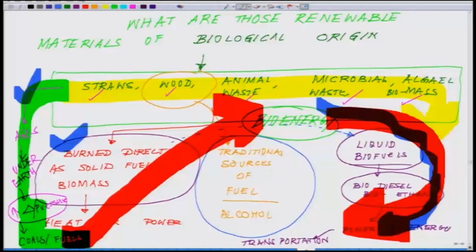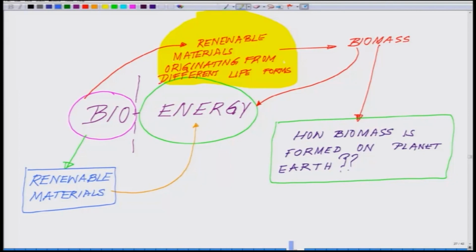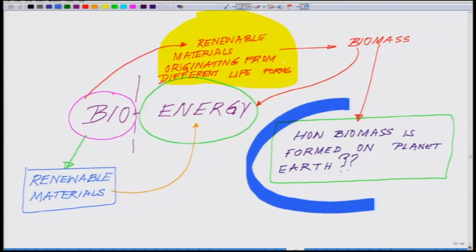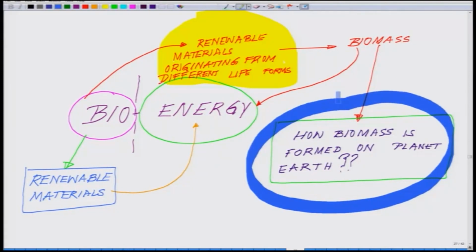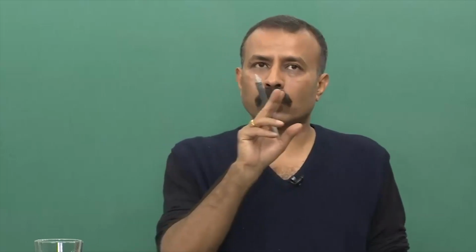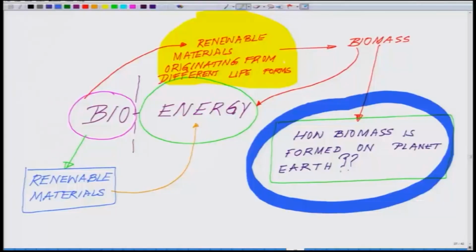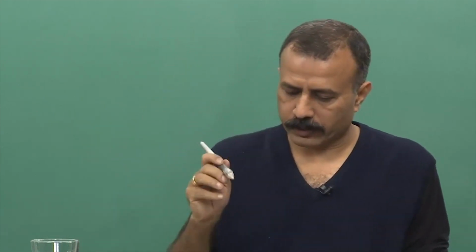Let me go back to the slide again. Here I told you how biomass is formed on earth, because that is your raw material. If you do not know how the biomass is formed on earth, you will not be able to address the question we are dealing with, how to deal with this kind of situation. So, for that, in our next slide we will talk about how the biomass formation takes place on the floor of earth. So, let us concentrate on it now.